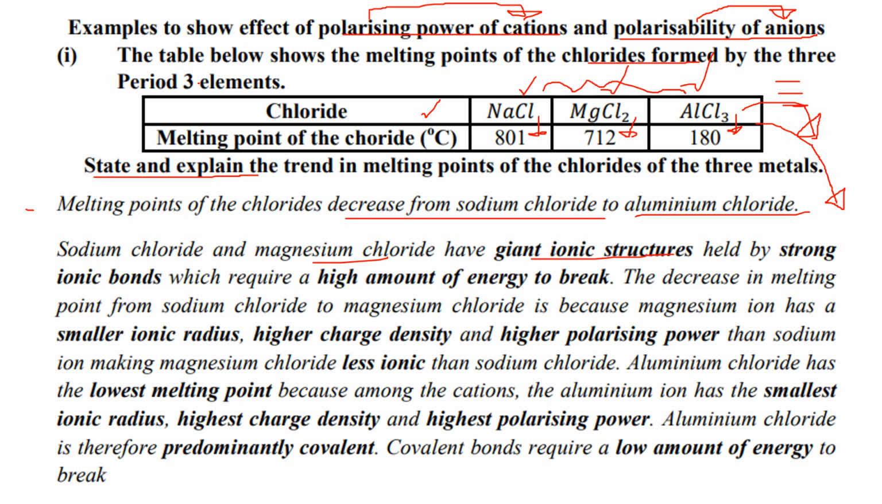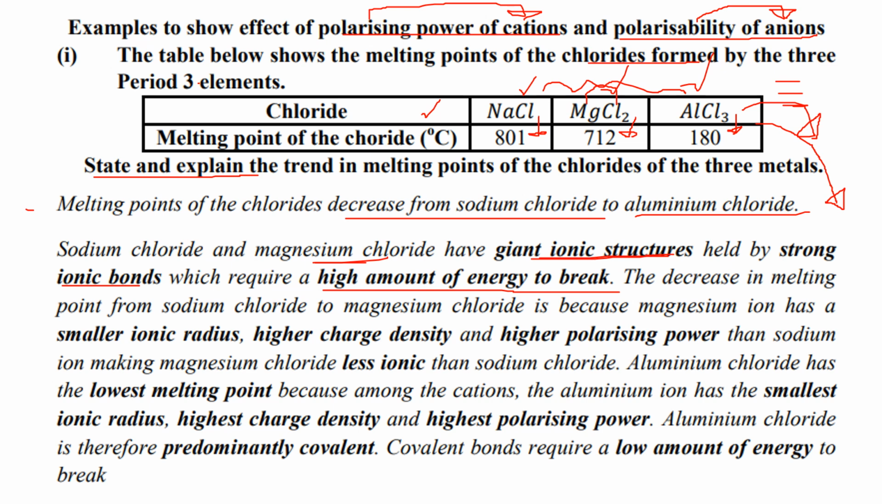If you have a giant ionic structure, that means it's being held by ionic bonds, and ionic bonds depend on the ionic radius, or the distance between the ions that have combined, together with the magnitude of the opposite charges present in such a compound. So let's look at the general explanation according to the hints I've given you. Sodium chloride and magnesium chloride have giant ionic structures, which are held by strong ionic bonds, and therefore they require a very high amount of energy to break.